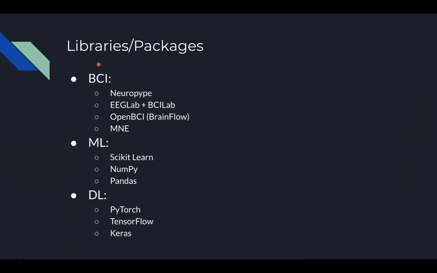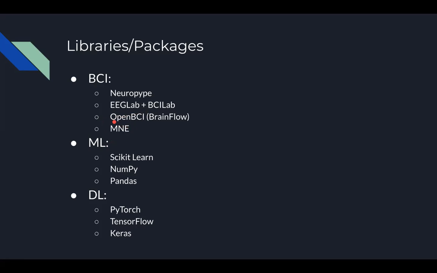For dealing with signal processing for brain-computer interfaces, NeuroPipe is sort of a common one. I believe it is licensed though. EEG Lab and BCI Lab are MATLAB libraries for those. So these two are used more in a formal lab context, but if you're building a personal project, you're probably going to want to go with OpenBCI or MNE.